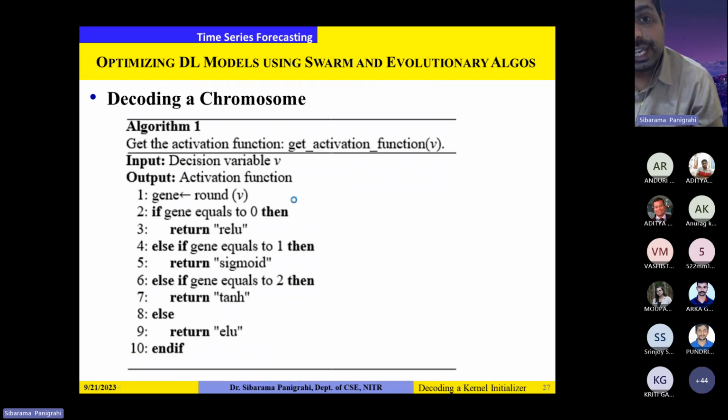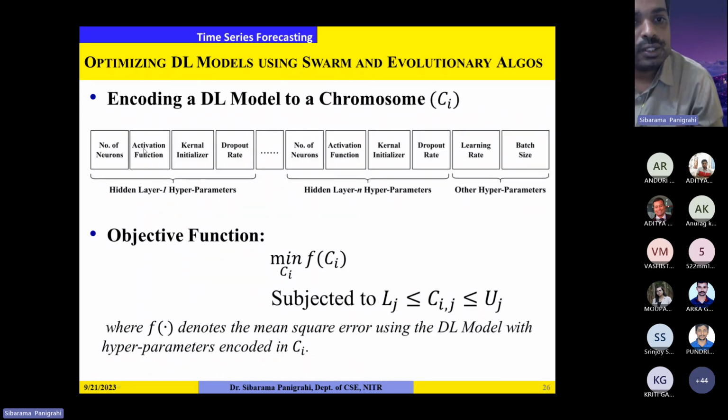Now I have decoded the number of neurons, activation function, kernel initializer, and dropout rate. Dropout rate is a continuous valued attribute, so no need to round it off, right? So what you have to do, you can simply use the value with the lower limit as 0 and upper limit as 1. So this is how we have decoded and encoded the deep learning model parameters into a chromosome and from a chromosome.